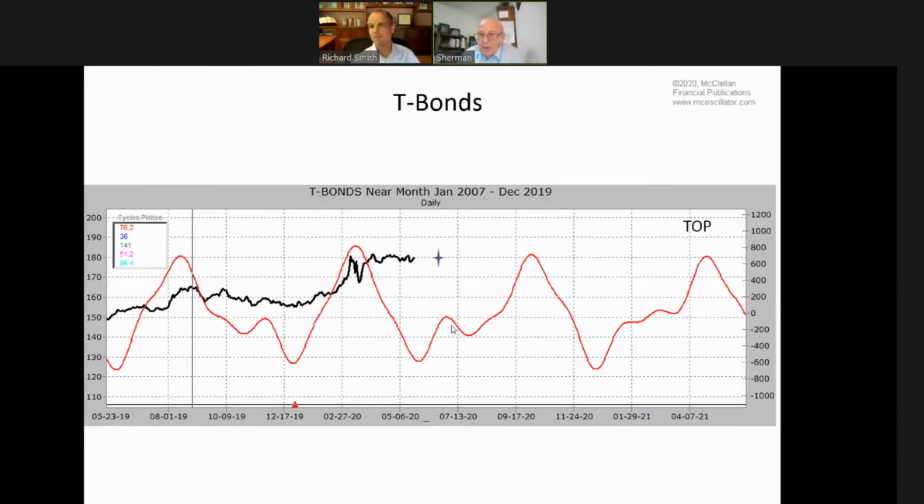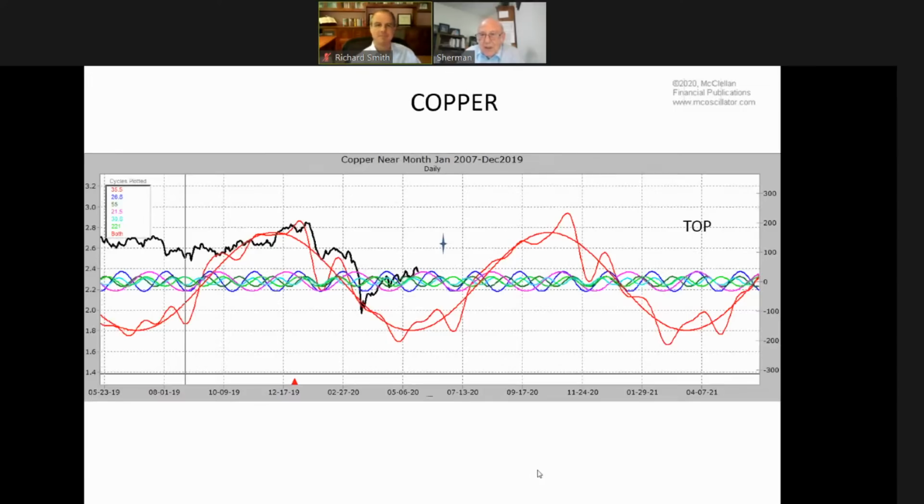We're almost to this little top here. We have a little decline topping here. We have advancing, but it does show this top around the beginning of the second quarter of 2021. Great. Okay.